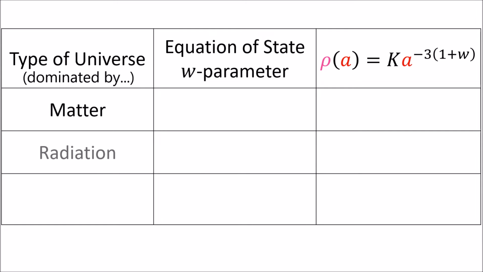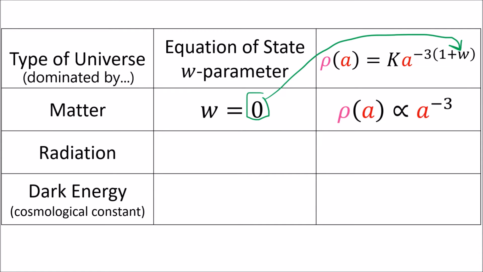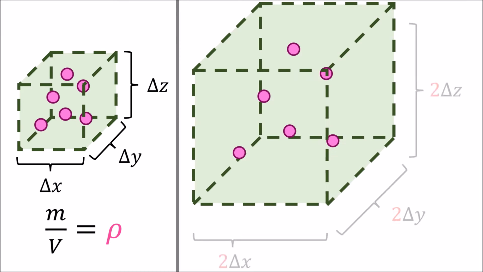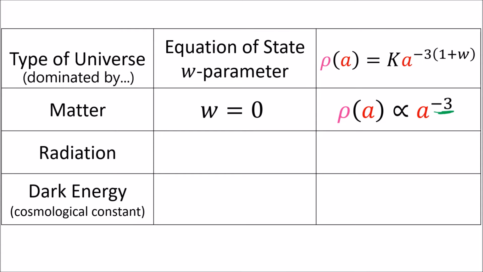So given our three types of universes, if we sub in w equals 0 for matter, we find that mass density is proportional to a to the negative 3. And this makes sense. If we make the universe twice as big, the universe will become half as dense in all three spatial dimensions. So this negative 3 exponent is really telling us that the mass density changes inversely with the scale factor in all three spatial dimensions.